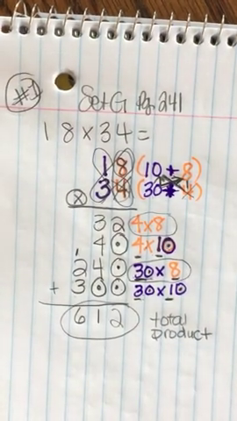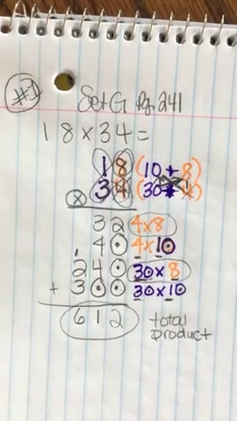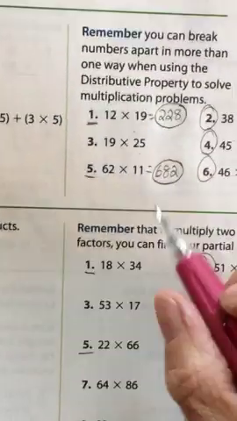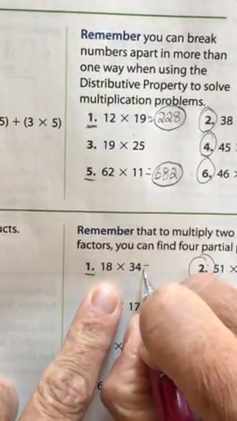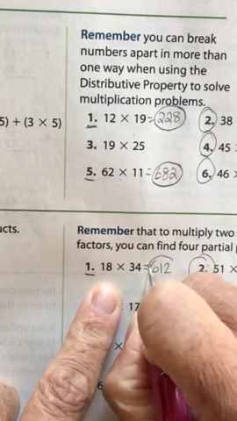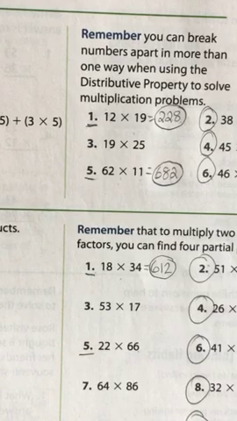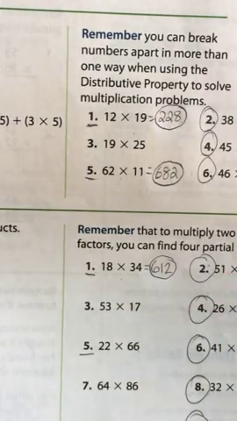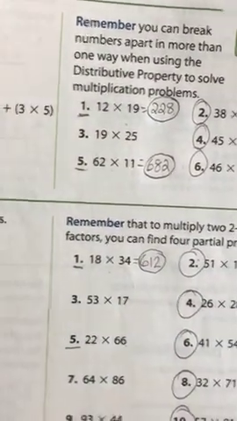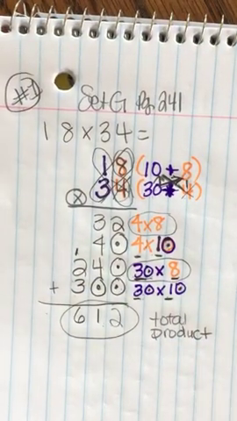Okay, so there's number 1. Take your total product of 612 and log it here. It is okay if you write your product underneath if you write big. I'm not picky about that. I just want to have it circled, and then I want to be able to see your work for the work that we're doing together in your math notebook.